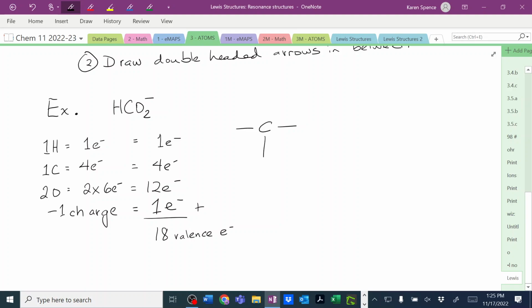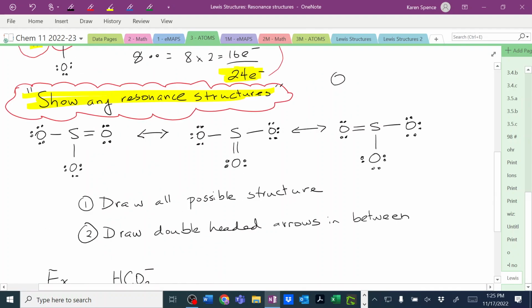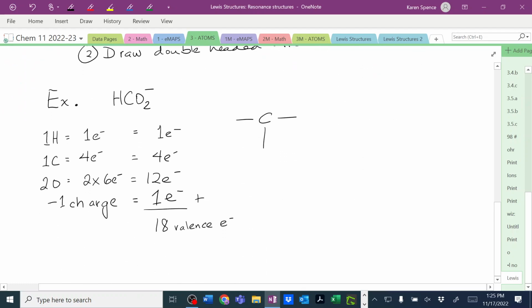All right, so we were forming this, and what were your instructions again? To show any resonance structure, so you can carry on from there. Yeah, you can get water. So the carbon, where does the carbon go? Carbon goes in the middle, and that's because carbon has only 4 valence electrons, so it's able to bond to the most things. So if carbon is present, we will put it in the middle always.